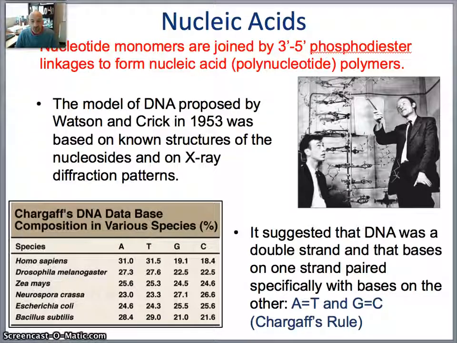Well, another guy came along, Chargaff, and he basically found that if you took cells from a species and ground up the nuclei, the percent of adenine and thymine was equal, and the amount of guanine and cytosine were equal as well. And so what he came up with was Chargaff's rule, that DNA was a double strand, and that bases on one strand paired specifically with bases on the other strand.